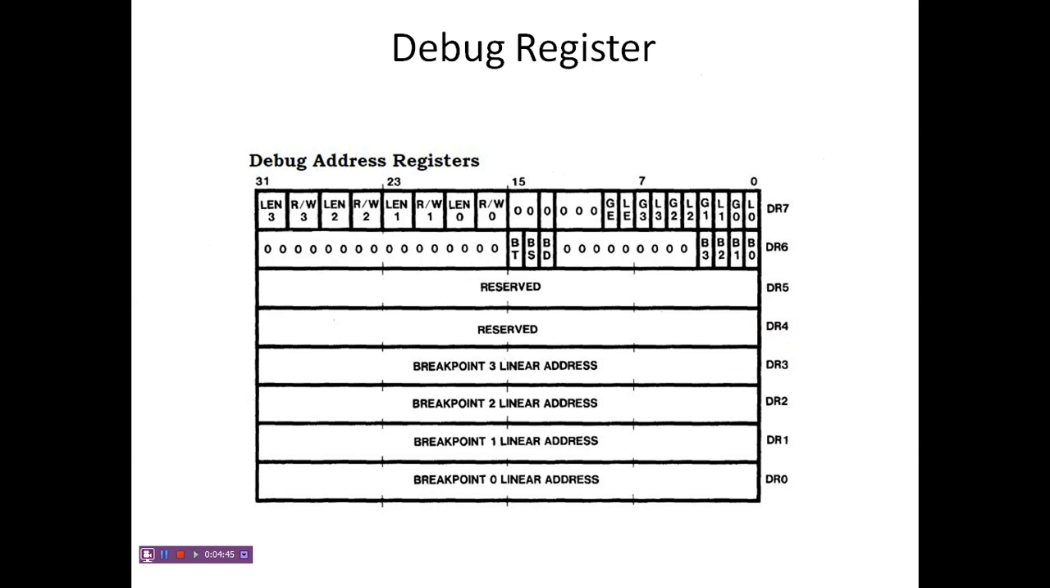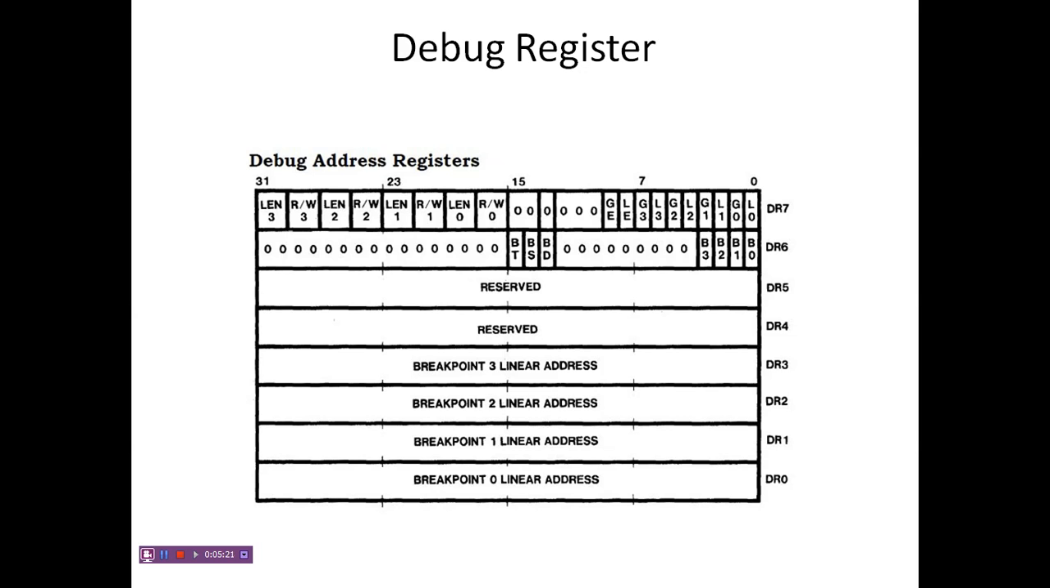Then next is the debug register. There are a total of 8 registers available, that is DR0 to DR7, but DR4 and DR5 are reserved by Intel. So only DR0, DR1, DR2, DR3, DR6 and DR7 registers are available for debugging. These 6 registers are used to control debug features.